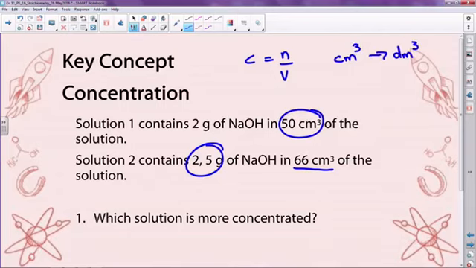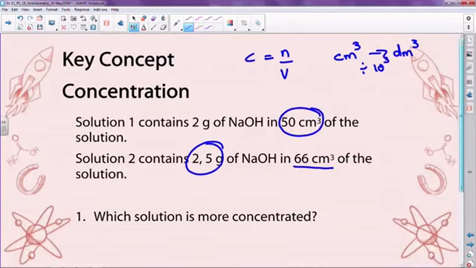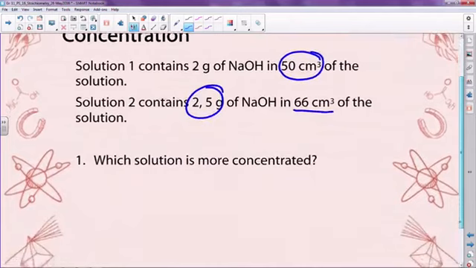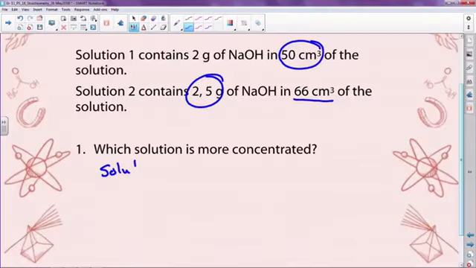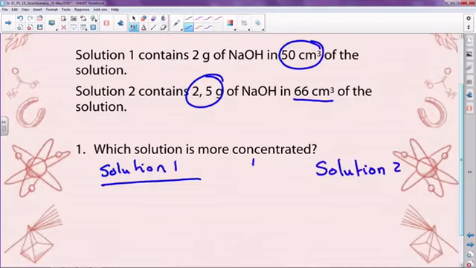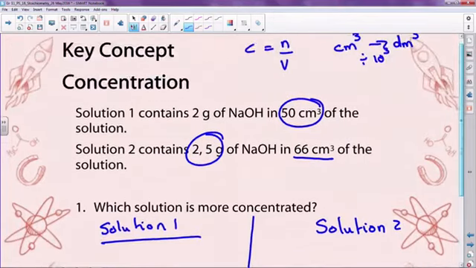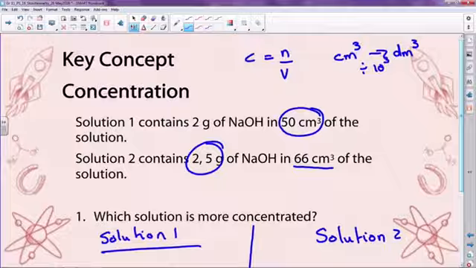How do I do that? And we've spoken about this before. You divide by 10 cubed, and 10 cubed is the same as 1,000. So the question here is, which solution is more concentrated? And you're going to answer this one. I'm going to give you 2 minutes to calculate the concentration. So here's solution 1, and there is solution 2. And you have got 2 minutes to calculate the concentration for each one of them. And that 2 minutes is going to start now.